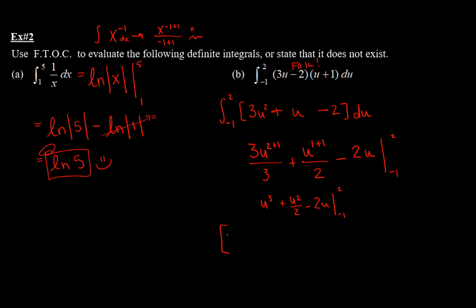So I'm going to do the 2 first. So I'm going to have 2 cubed plus 2 squared over 2 minus 2 times 2. And then I'm going to subtract from that because we always subtract in the fundamental theorem of calculus. And I'm going to have -1 cubed plus -1 squared over 2 minus 2 times -1. Now, if I combine all those values correctly, I'm going to end up with 4.5.